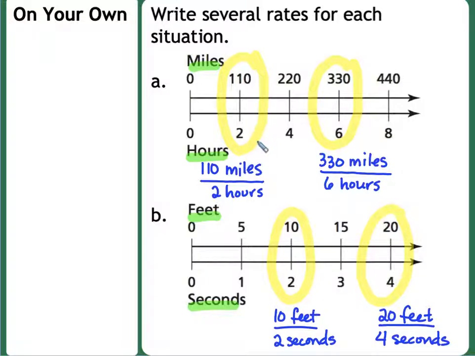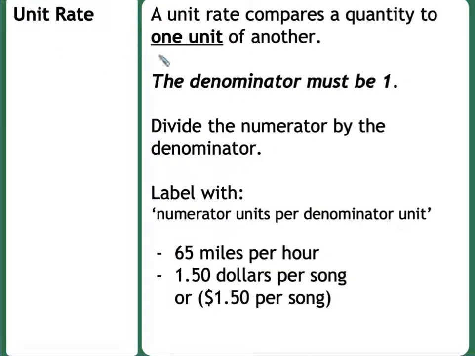Now we have a special rate. It's called the unit rate. Now the thing I want to point out, it says unit rate. That is not plural. That means we want 1 unit, 1 minute, $1, 1 hour. Okay, so the unit rate compares a quantity to 1 unit of the other. The denominator for a unit rate must be 1. So what we're going to do is essentially divide the numerator by the denominator, and we'll see that in a second.